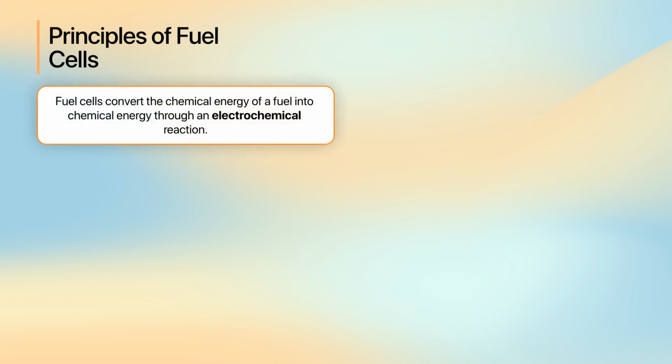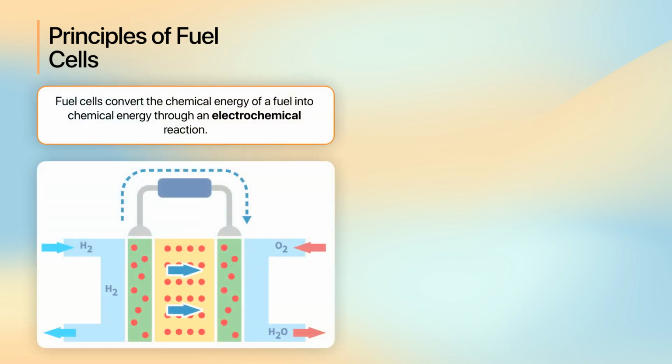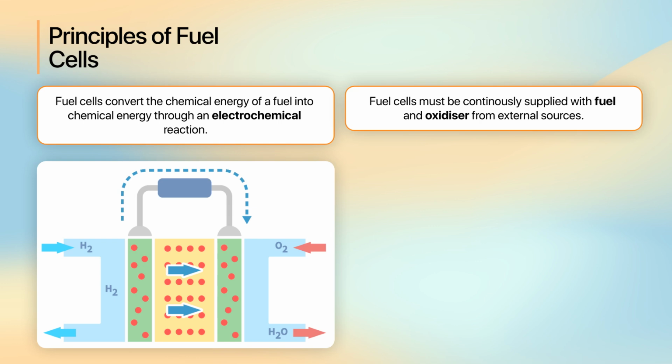In today's lesson, we delved into the basic principles of fuel cells and how they differ from traditional chemical cells. We learned that fuel cells convert the chemical energy of a fuel directly into electrical energy through an electrochemical reaction, continuously supplied with fuel and oxidizer from external sources.